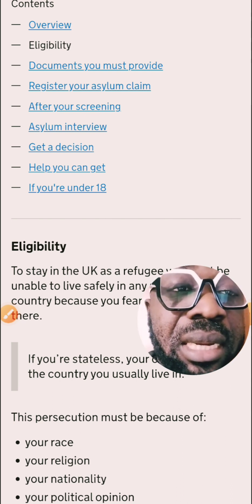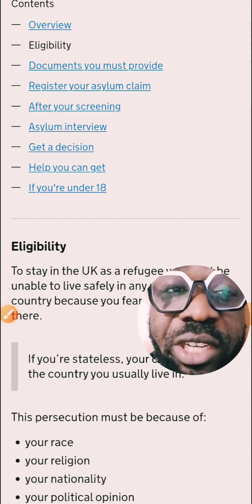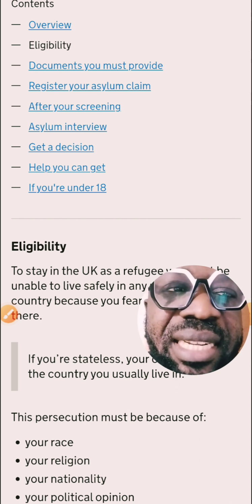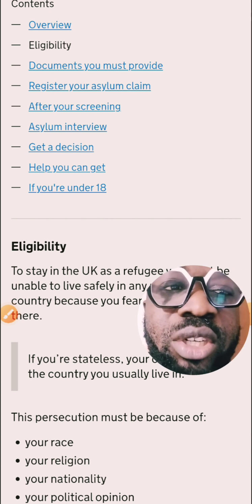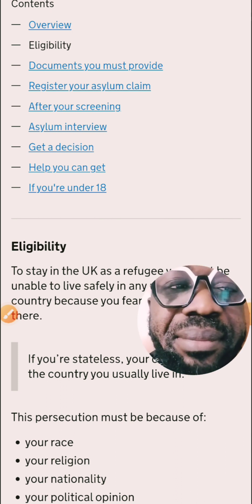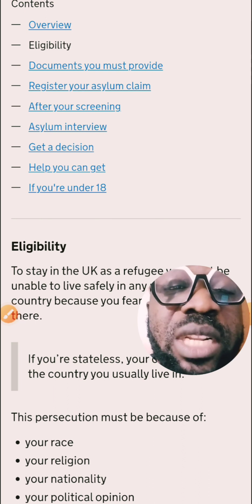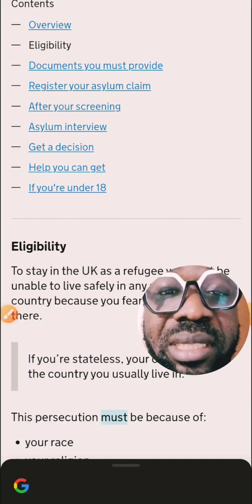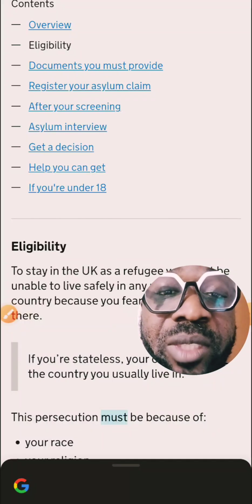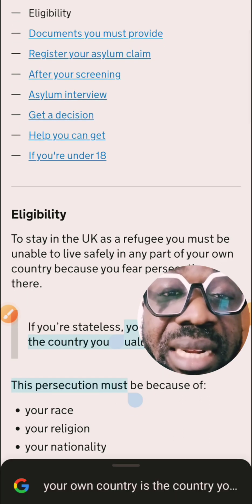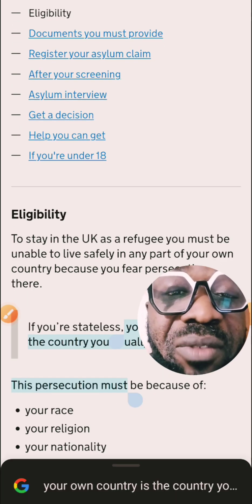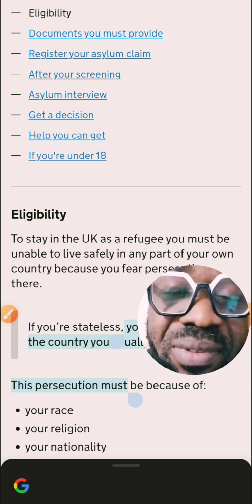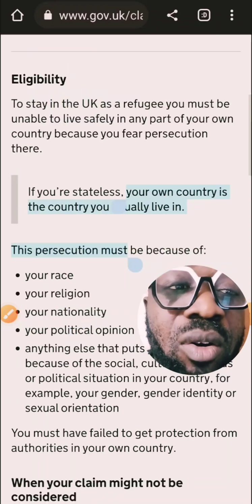To stay in the UK as a refugee, you must be unable to live safely in any part of your own country because you fear persecution there. You must be unable to leave from your home country, from where you're coming from. For example, let's say you're coming from one of the countries in Africa, say Ghana, and you want to seek asylum in the UK. It means you have to prove to the government of the UK that you were unable to live safely, that you are not safe back home in Ghana.